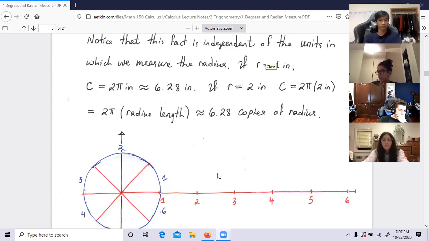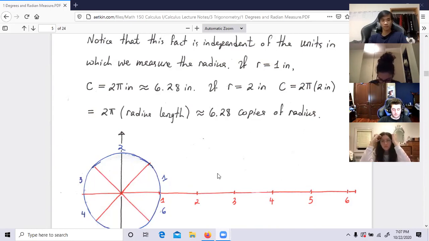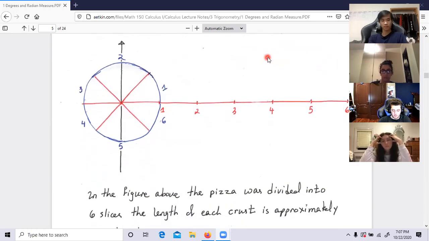What is a radian then in terms of pizza? I want to see if you are processing. Simple question. The crust. It is the crust. You understand? So when you talk about degrees, you talk about slices. When you talk about radians, you talk about the crust. Make sense?